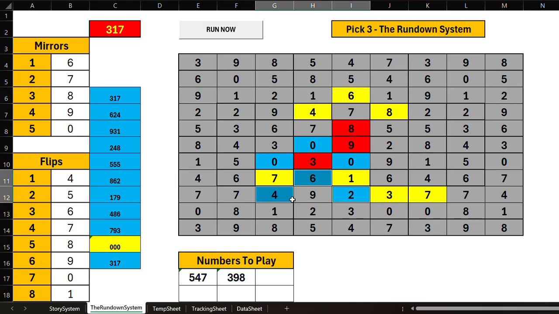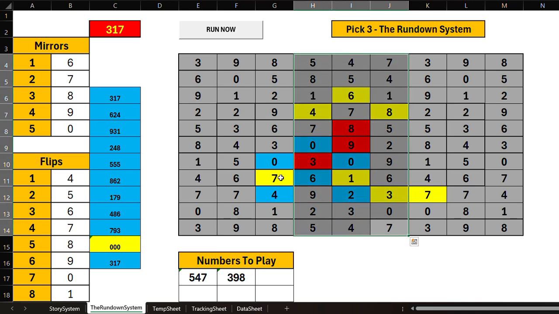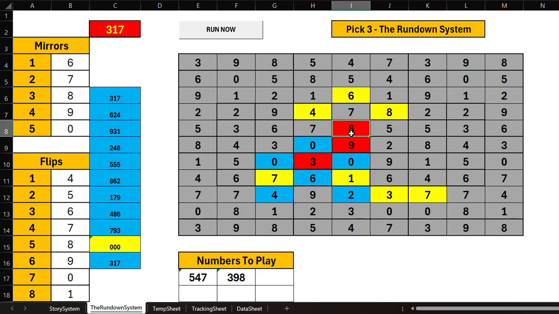624. 317, 000, 793, 648. See how it goes back? All this is right here. 317. And attached to that should be your number, and I sure did play it this way, 398. Okay, so it's not going straight, but it still shows back here.